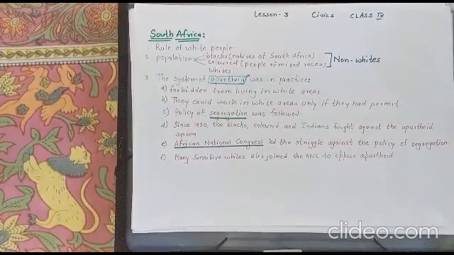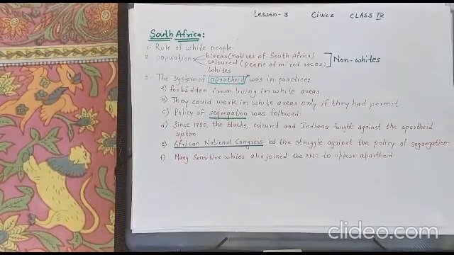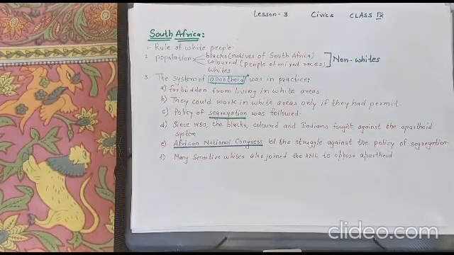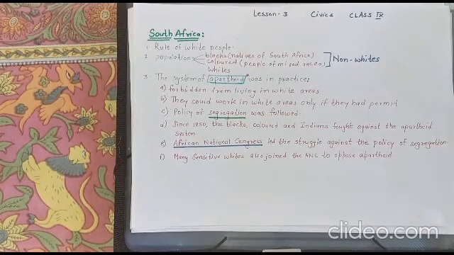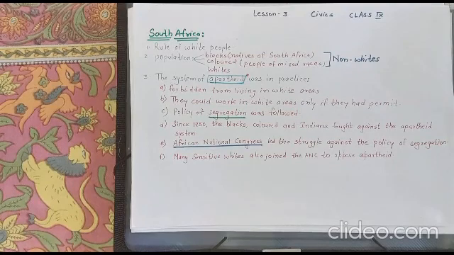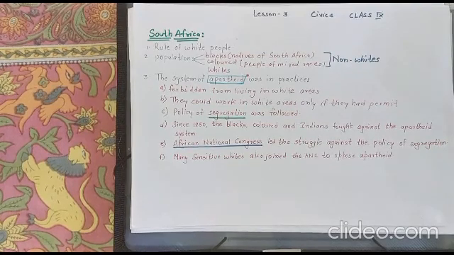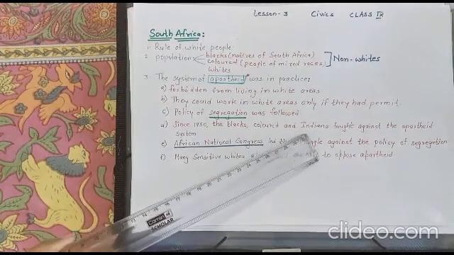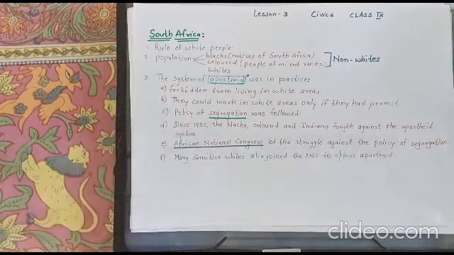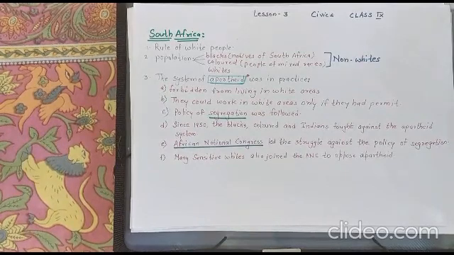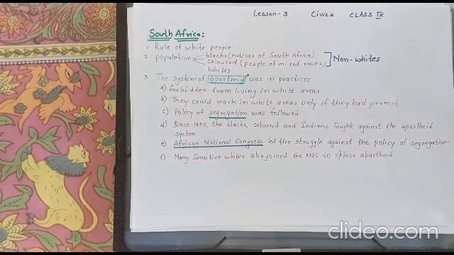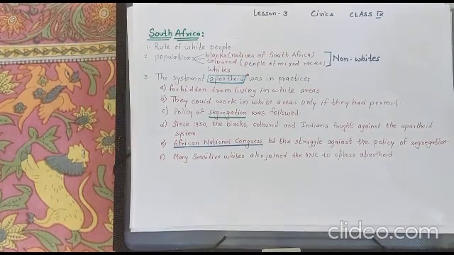So this policy of segregation continued for long. But as we all know, every action has an equal and opposite reaction. The same thing happened over here. Since 1950, the blacks, colored and Indians fought against the apartheid system. The people of South Africa could not tolerate this oppression for long and started fighting against the discriminatory system, that is, apartheid.